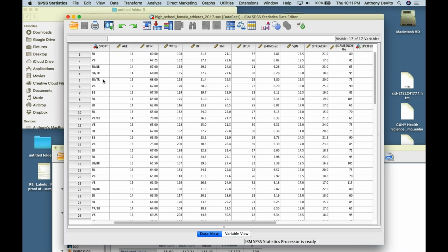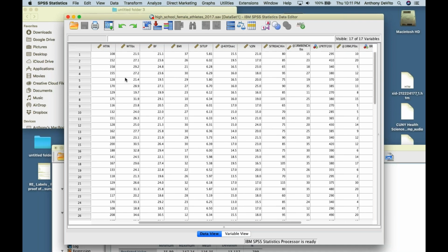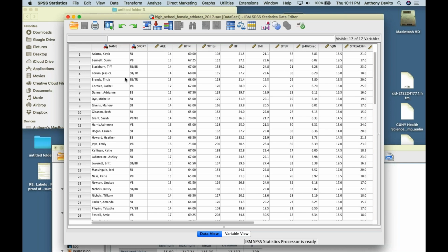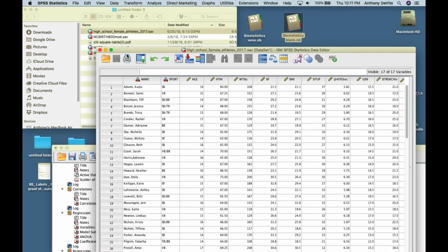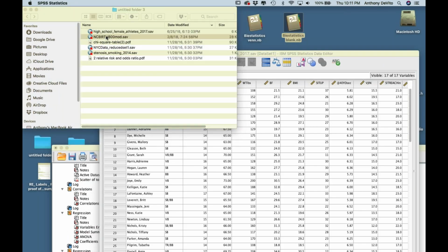Okay, so let's see what we have here. Let's look for a numerical variable here in sports. I need a categorical variable also. Nah, I don't see a good categorical variable. I'm going to find something else. Let me find something. I'll tell you what. Let's go back to our handy dandy North Carolina birth data set.